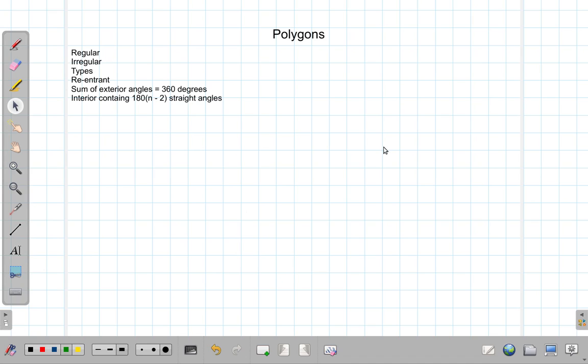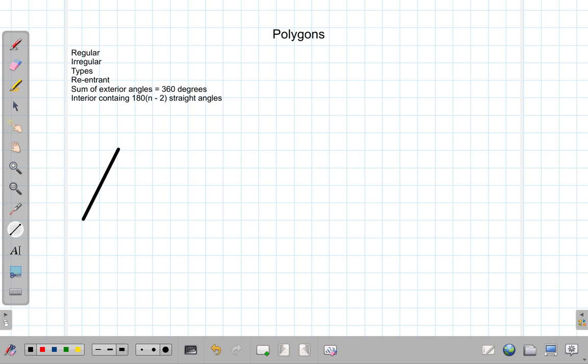Now, a polygon is basically a closed figure, right? It's bounded by straight lines. Now, we're going to look at the various types of polygon and some of the properties, right? Now, the minimum number of sides you need to have a polygon is 3.